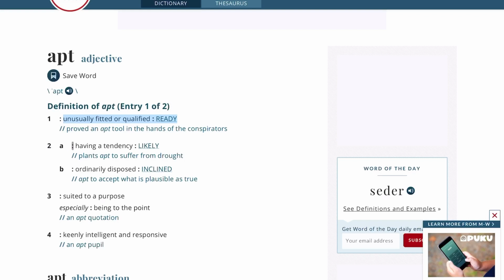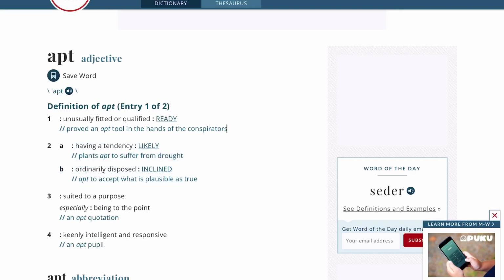It's this second sense, having a tendency, likely, or ordinarily disposed, inclined. "He is apt to accept what is plausible as true." That's how I've always read it. In a way, I don't know why. If this sense is still available in contemporary English, why did this one always occur to me? Maybe indeed I'm the one who's wrong.